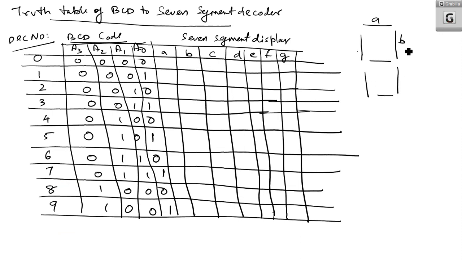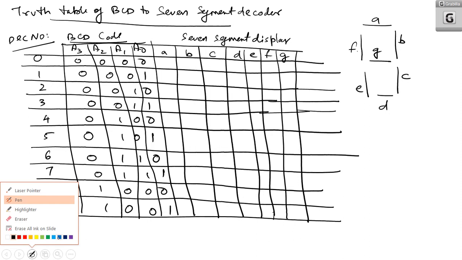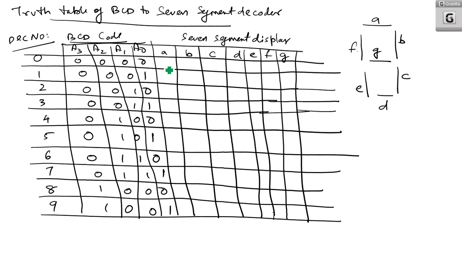So you need to have A, B, C, D, E, F and G. Now to display 0, which should be on? A, B, C, D, E and F should be on and G should be off. To display 1, only B and C should be on. To display 2, A should be on, B should be on, G should be on, E should be on and D should be on.